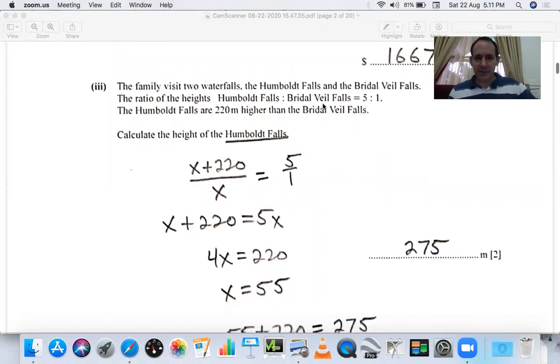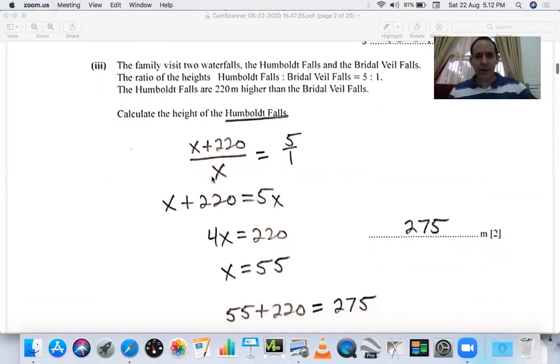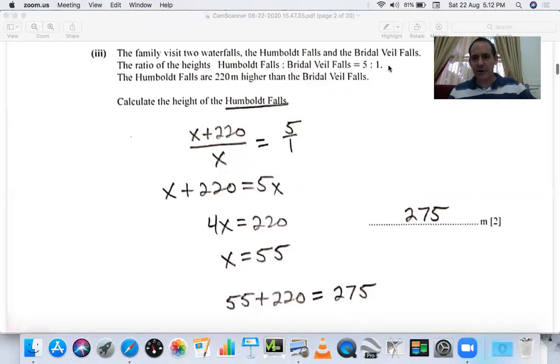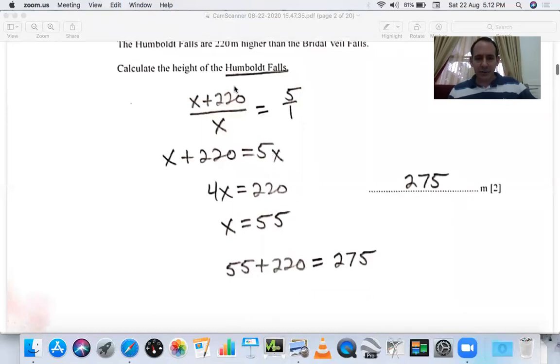Then we move over to part III, and we have these two waterfalls with a ratio of 5:1, the Humboldt Falls and the Bridal Veil Falls. And the Humboldt Falls are 220 meters higher than the Bridal Falls. So our Bridal Falls are going to be the X, and the Humboldt Falls are 220 meters higher, so that's X plus 220, and you put it in the same order as what you see at Humboldt to Bridal, in the same order as your ratio 5:1. So that creates a proportion, two ratios, X plus 220 over X equals the other ratio of 5:1.